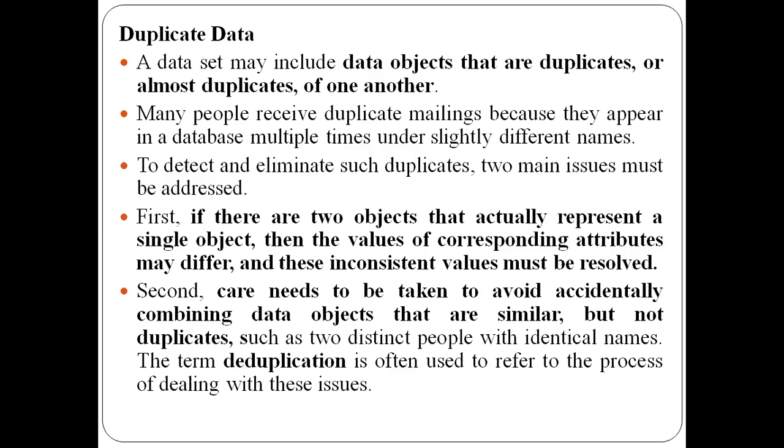So we have seen what measurement and data collection errors are, and then we have seen what noise and artifacts are. After that we have seen how we can measure the quality of the data, using metrics like precision, bias, and accuracy. Then we have seen what an outlier is, then what missing values and inconsistent values are, and the last one is duplicate data.